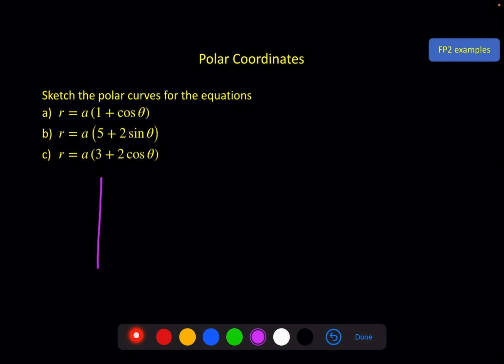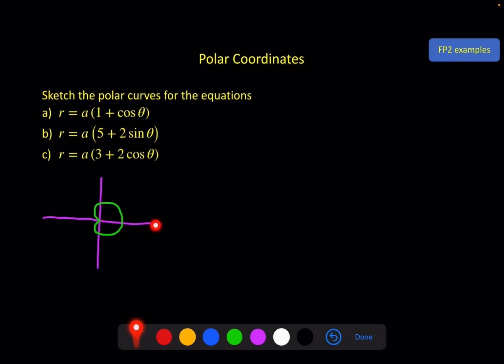So the first one, we've got A is just A, P and Q are both 1, so they're equal, so we have a cardioid. It's a cosine curve, so it's going to be coming out this sort of way, rather than this way. So I'll start my cardioid in the middle, so that I get the cusp nice and clear, and it's kind of heart-shaped. Then have a quick think about your interception points.